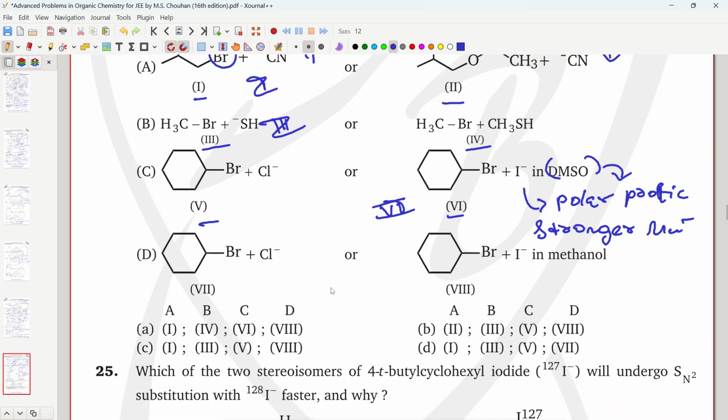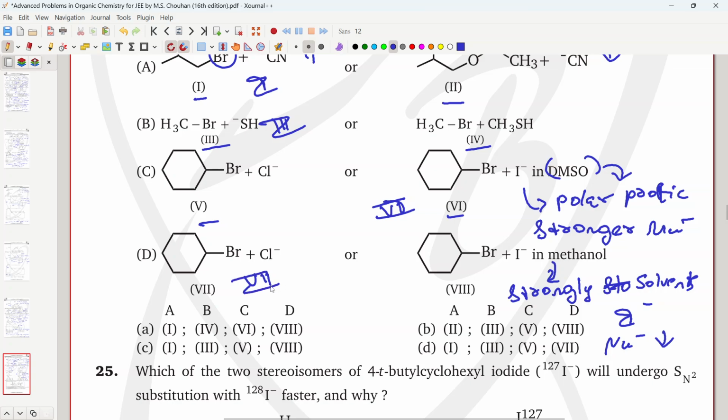Now D, cyclohexyl bromide with Cl minus or cyclohexyl bromide with I minus in methanol. Methanol strongly solvates I minus and reduces its nucleophilicity. So Cl in the other case wins. So 7. So the answer is D, 1, 3.